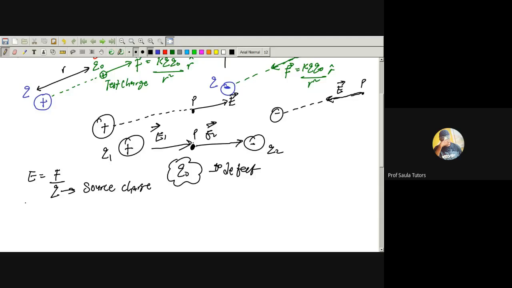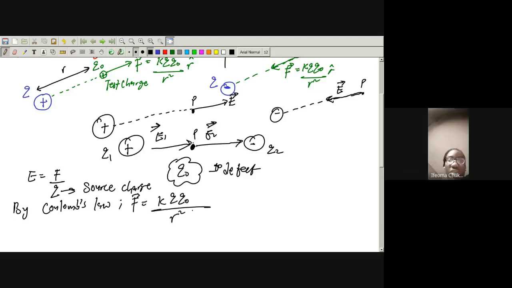Now, don't forget that by Coulomb's law, F is K Q Q naught over R square, and we have our position vector. Now, how do we find electric field? Don't forget, it's force per unit charge. So what do we now do? You put KQ Q naught over R squared, replacing the F there.